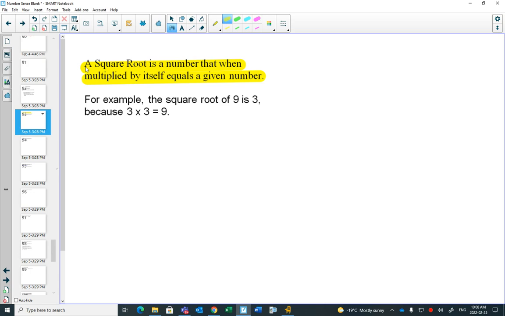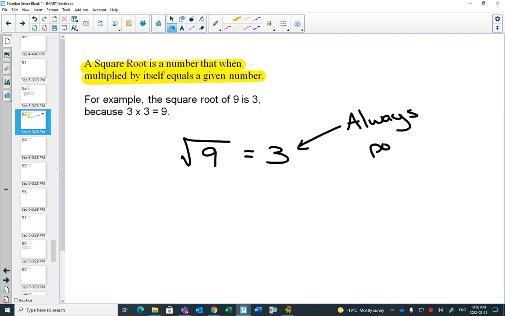The square root is a number that when multiplied by itself is the number that you were given. So when you're trying to find the square root of 9, you're saying, what number multiplied by itself would give me 9? And the square root of 9 is 3. Now, something interesting about square roots. When you're doing a square root, the answer you give is always the positive number.